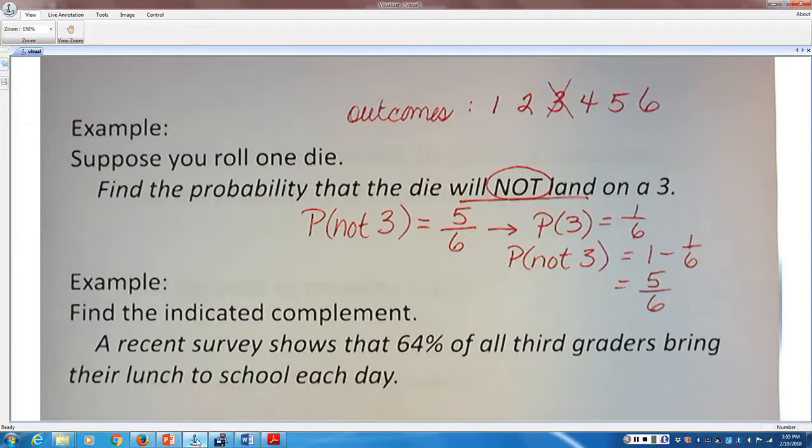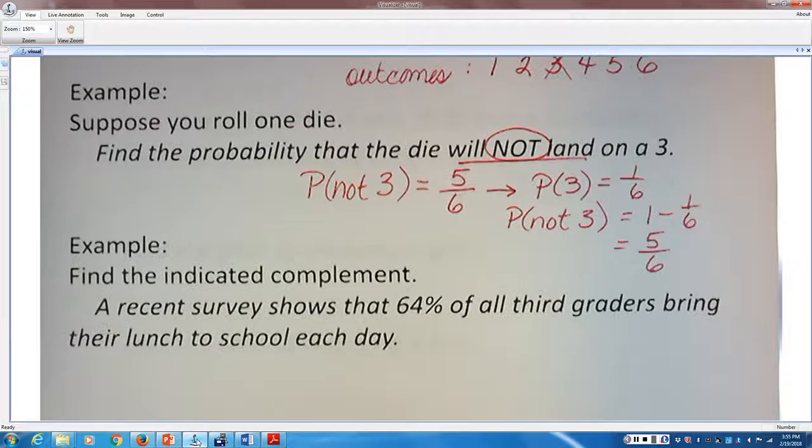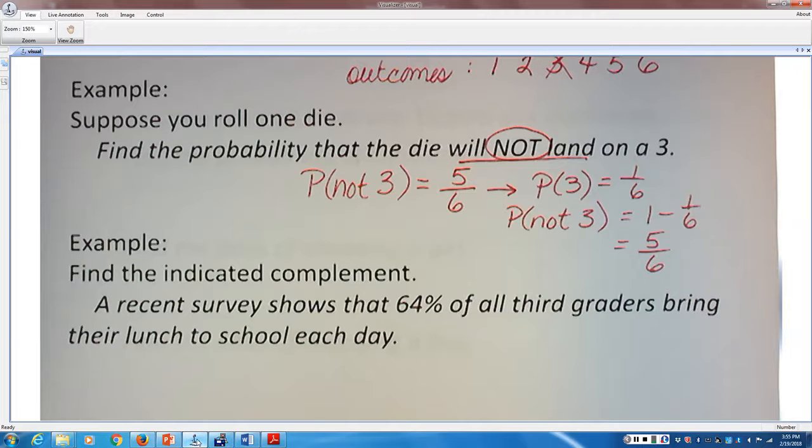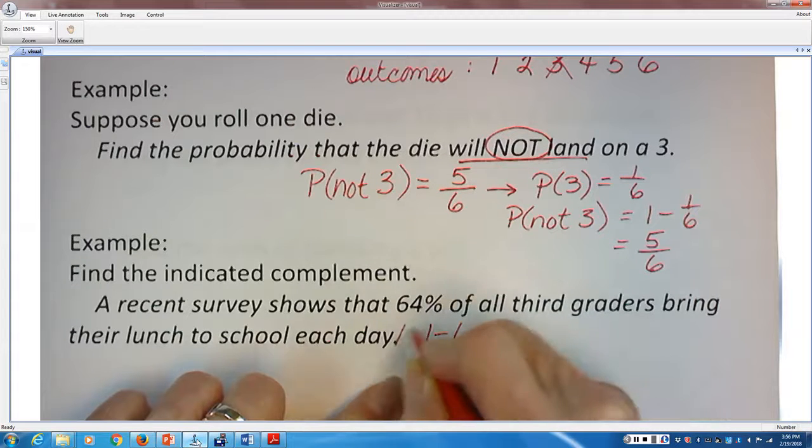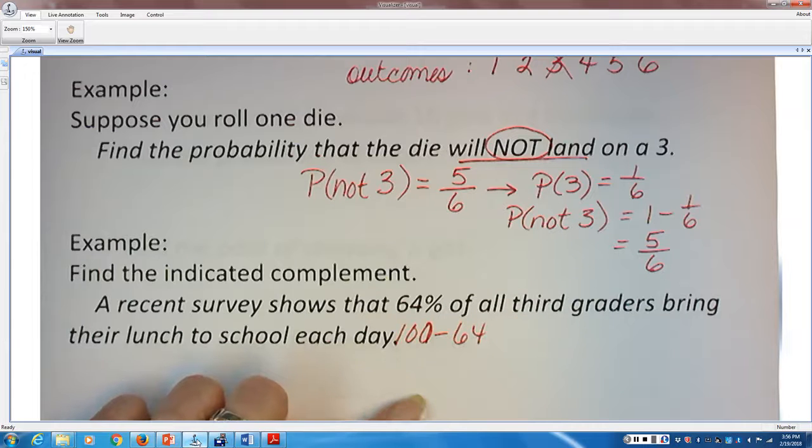So all that rule is telling you is what common sense tells you. A recent survey shows that 64% of all third graders bring their lunch to school every day. What would the complement of that be? 64% do bring their lunch every day. So 1 minus 64%, and actually that's 100 minus 64 since it's percent.